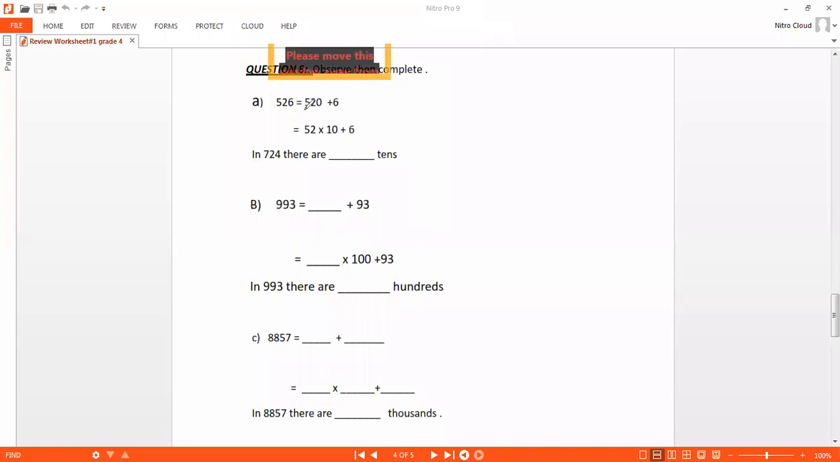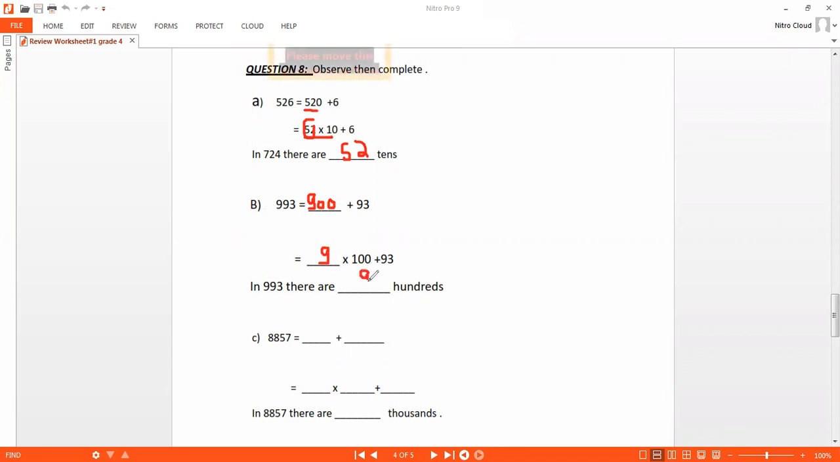So the 520 is written as 52 times 10. So how many tens do we have? We just read this number, which is 52. So now we need to decompose the number 993. So 993 is written as 900 plus 93. So 900 is 9 times 100. So how many hundreds do we have?